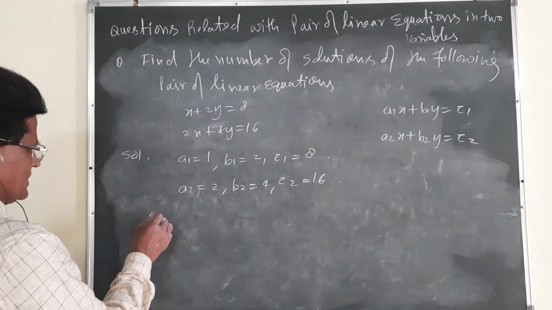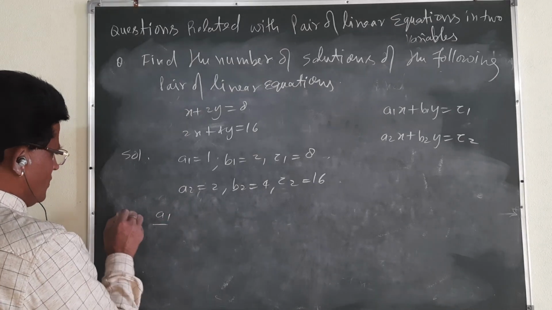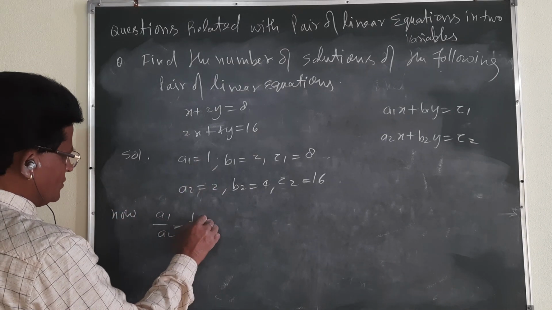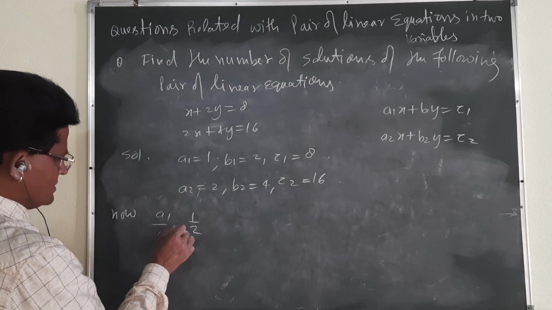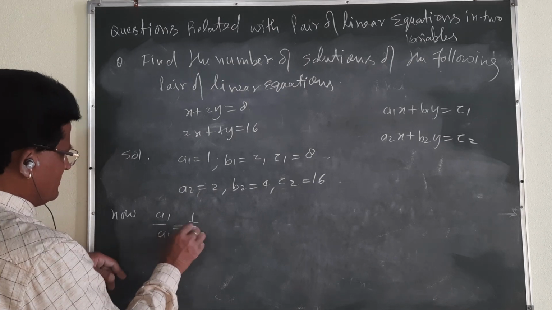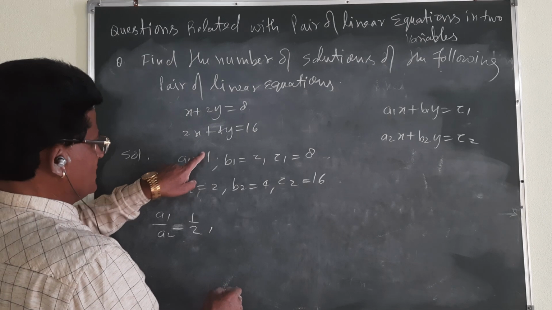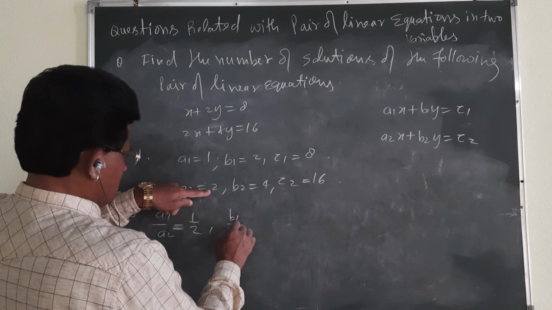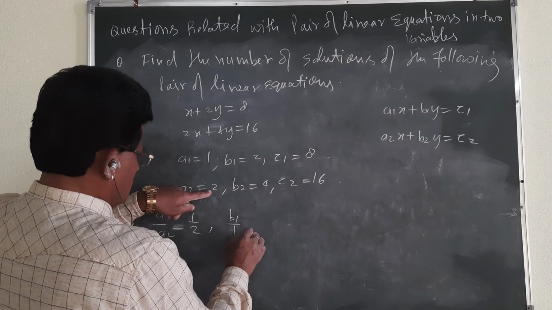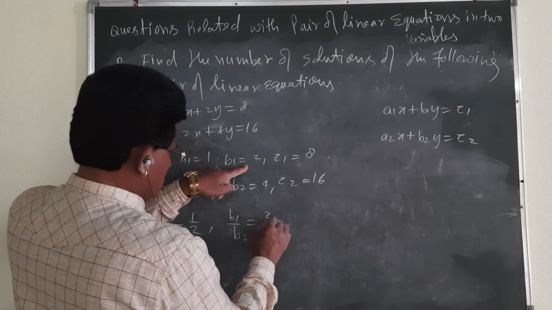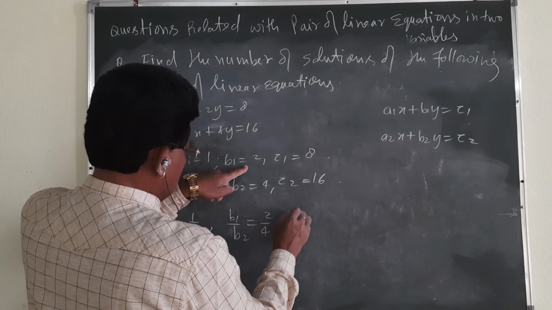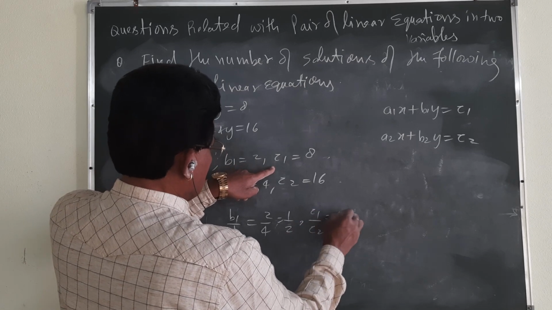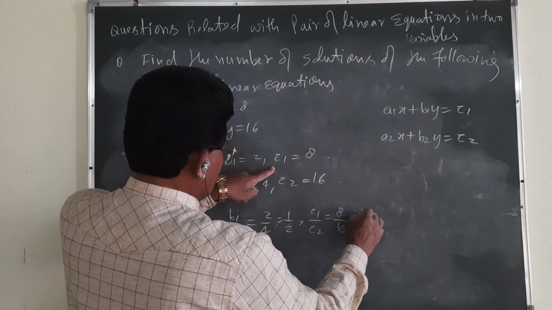Okay. Similarly, find out the value of a1 upon a2. Substitute the values. a1 upon a2 will be equal to 1 upon 2, as a1 is 1 and a2 is 2. Then b1 upon b2, you write the values of b1 and b2, 2 and 4, that will be 1 by 2. Similarly, c1 upon c2 will be 8 upon 16, which is equal to 1 by 2.